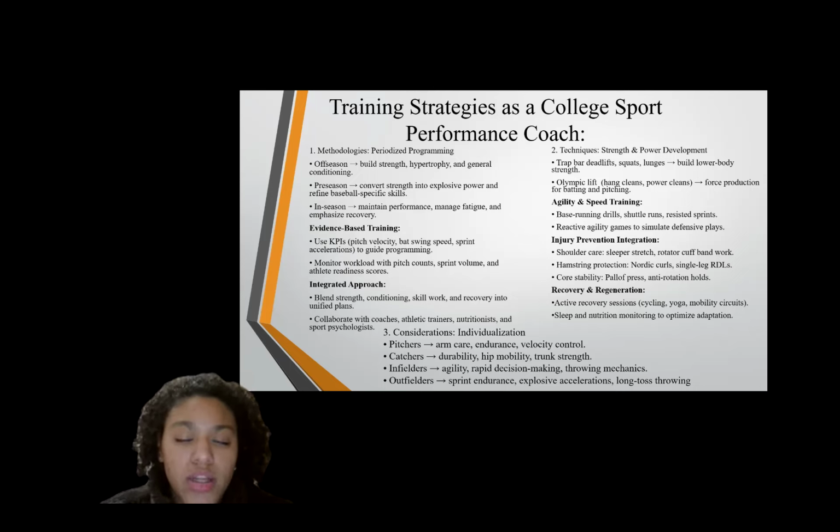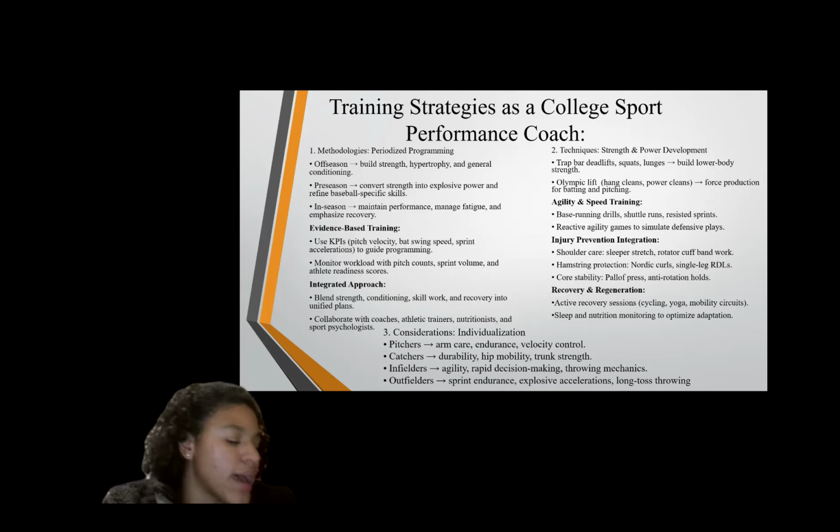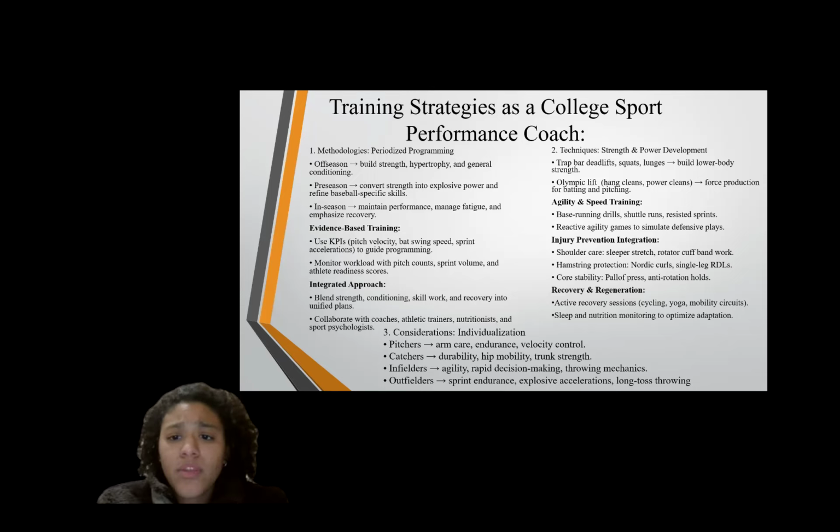And that is the environment that I would want to create for my athletes, if I was their collegiate coach. And then for techniques, we want strength and power development. So I would use trap bar deadlifts, squats, lunges to build that lower body strength. I would use Olympic lifts like hang cleans or power cleans for force production for batting and pitching. For agility and speed training, I would use base running drills, shuttle runs, resisted sprints.